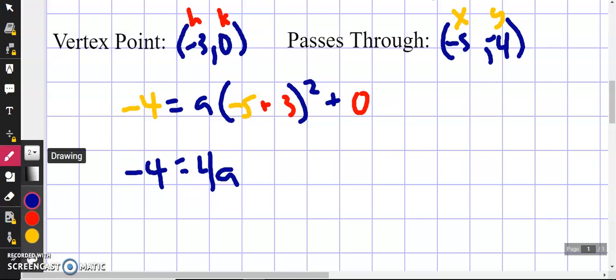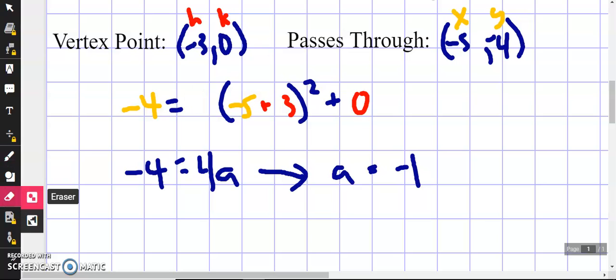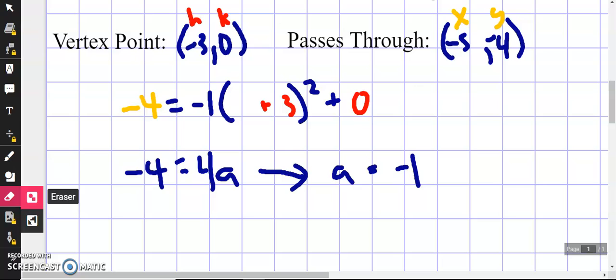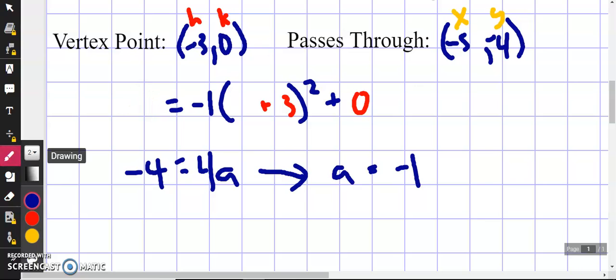So if -4 is equal to 4a, we can solve that to get the a by itself. So we'll divide both sides by 4 to get that the a should equal -1. And so once again, we're going to go in and put everything back into the vertex form. So where the a is, I'll put a -1. I'll put the x and y back the way they were.